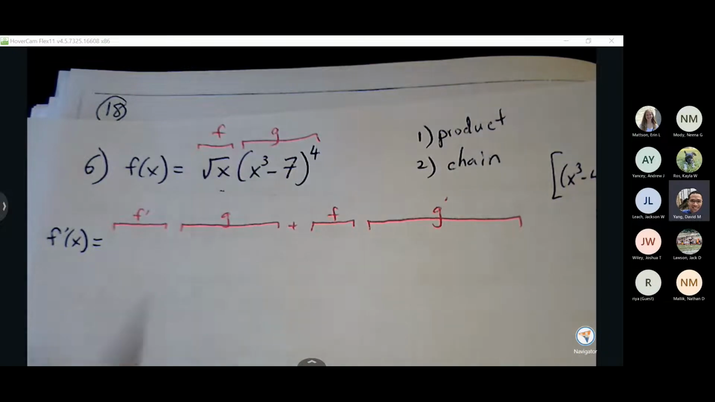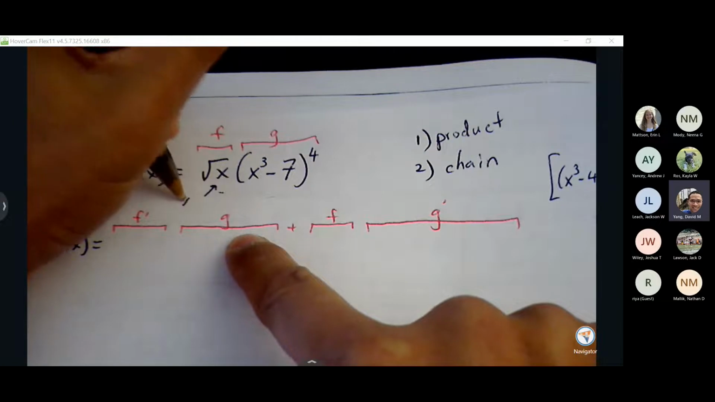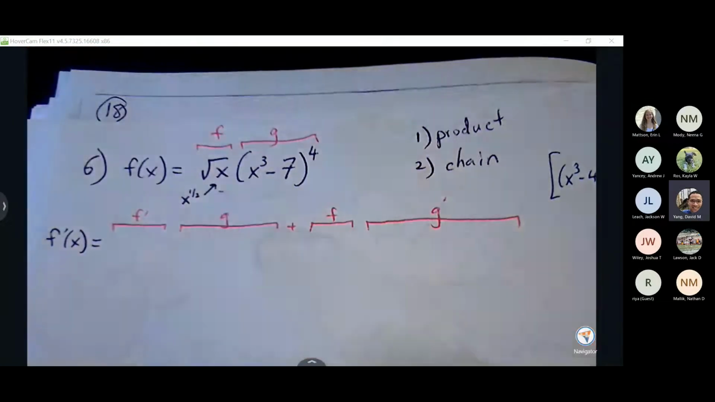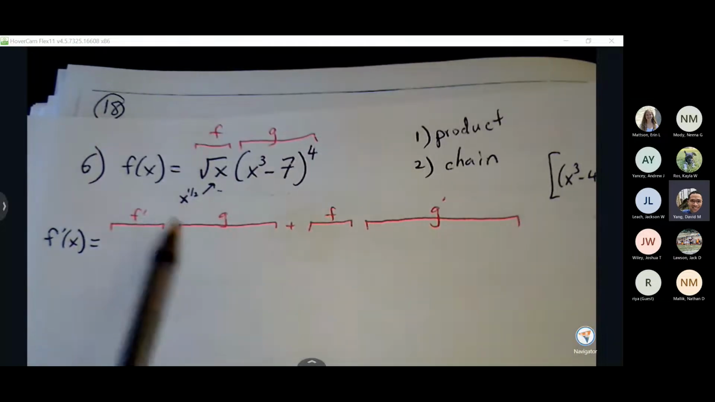Okay, now this is a square root of x. We know square root of x is the same thing as x to the 1/2. So I'm just going to go ahead and put that to the side and jump into my power rule there. So what's the derivative of x to the 1/2?